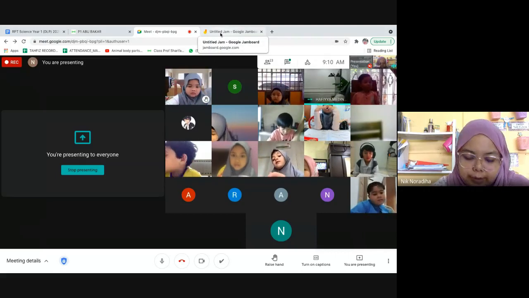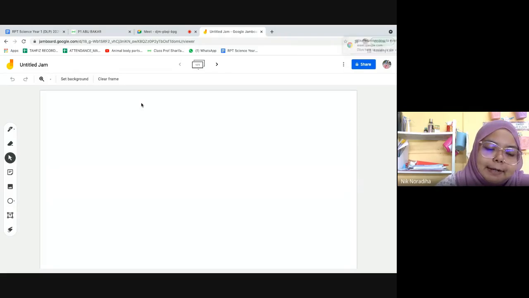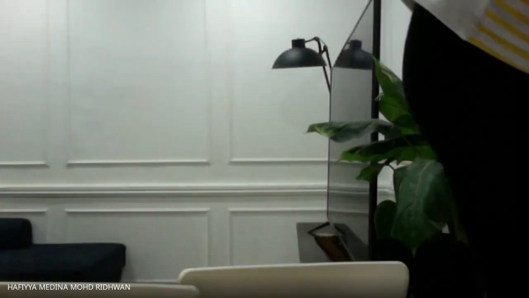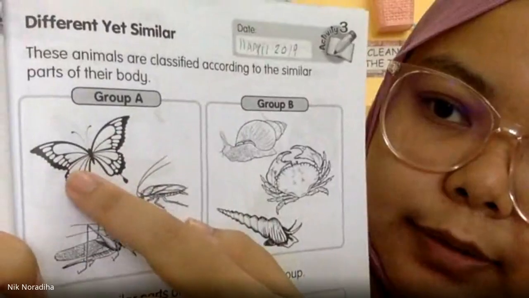Okay, everyone, let's look at page 31. For group A and group B, look inside your book. Can you tell teacher what is the first animal that you can see inside the group A box? What is the first animal? Snake. Yes, inside the box A here. What is this? Butterfly. Butterfly, good job. Thank you.